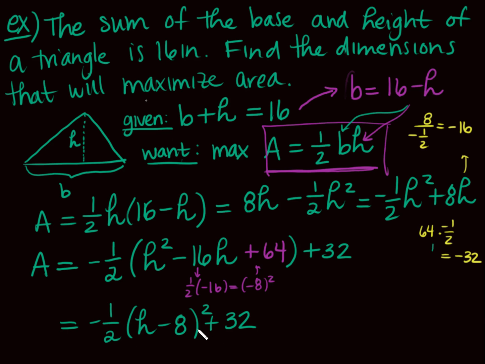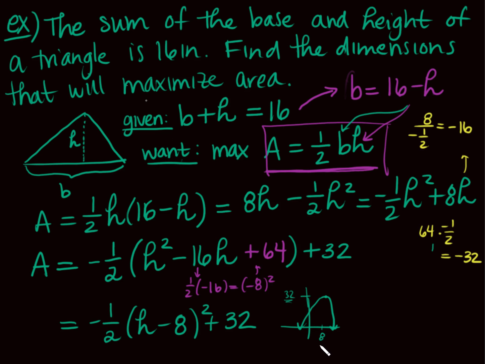Look at what this is. This is a parabola opening down. It's been shifted to the right 8, it's been shifted up 32, and it's been kind of compressed. Oh, that's not perfect, but it doesn't have to be. Find the dimensions that will maximize area. So this 32 right here is the maximum area.